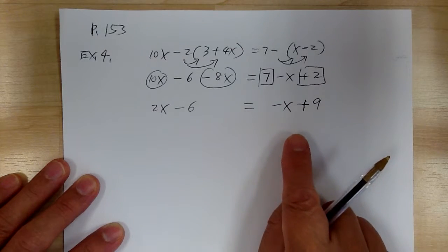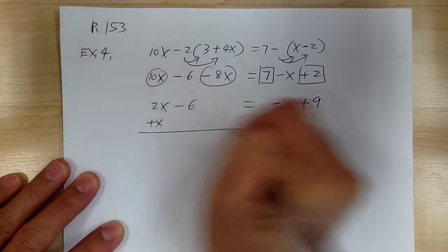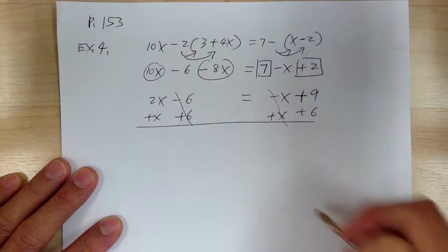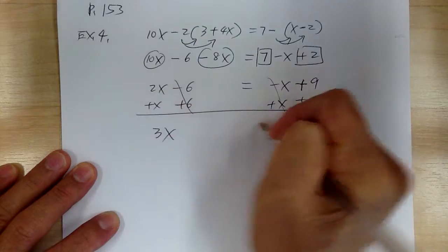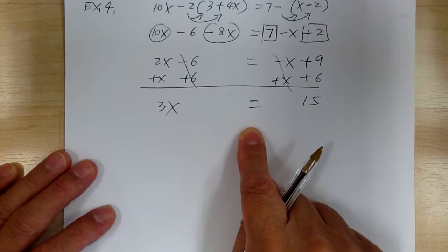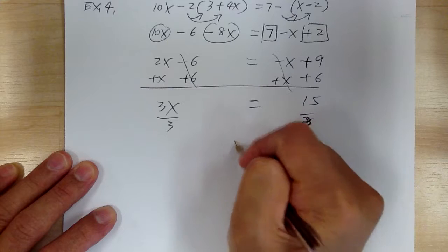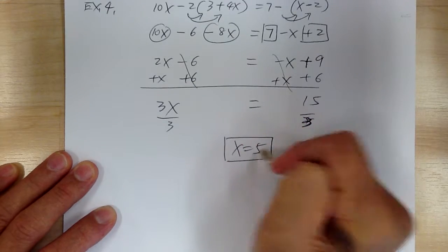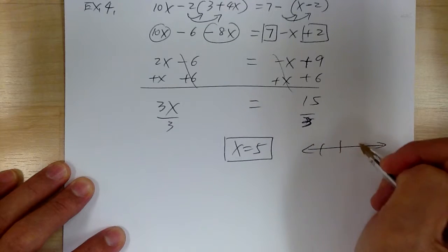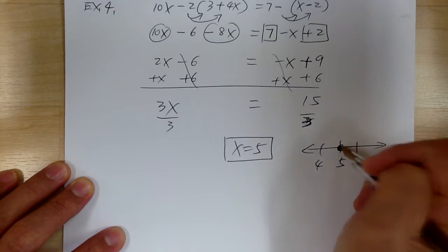Now you need to move the variable to one side and the number to the other side. So plus x, so this will cancel out. And you need the plus 6, so the number can cancel out. So you end up with 3x equal to 15. Again, try to line up your equal sign. It helps you keep track of things. Divide by 3. So you got x equal to 5, and that's it. If you're going to graph, you can graph the number very easily. So 4, 5, 6, and put a dot over here, and that's your graph.